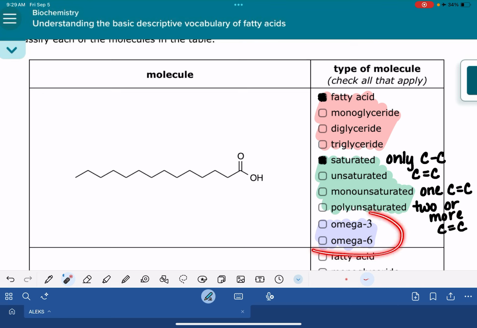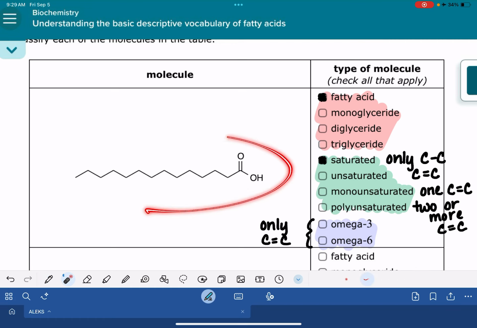The last category, omega-3 and omega-6, only applies if you have carbon-carbon double bonds in the molecule. So in this particular example, because I don't have any carbon-carbon double bonds, I'm not going to select omega-3 or omega-6. So I would say whichever problem you're looking at, you're going to be selecting a minimum of two boxes every single time. You're going to be selecting that it's a fatty acid, and at a minimum, you're going to select that it's a saturated molecule.